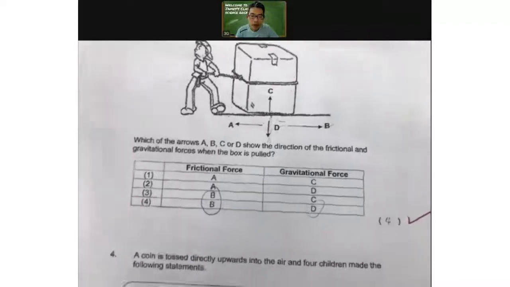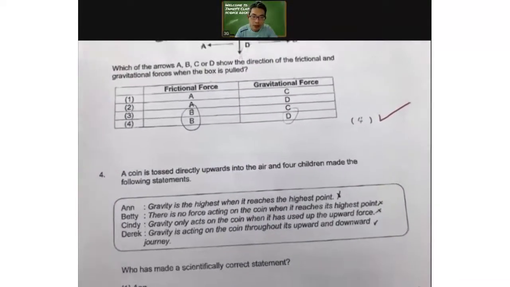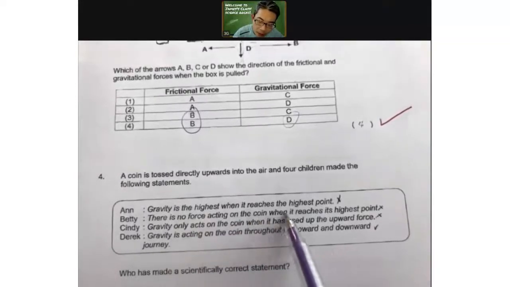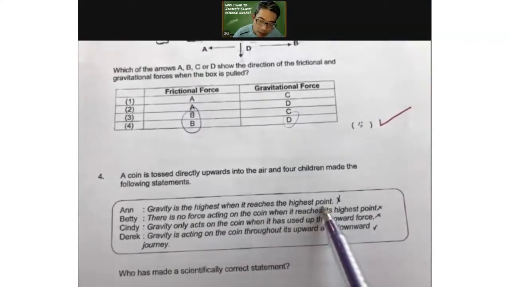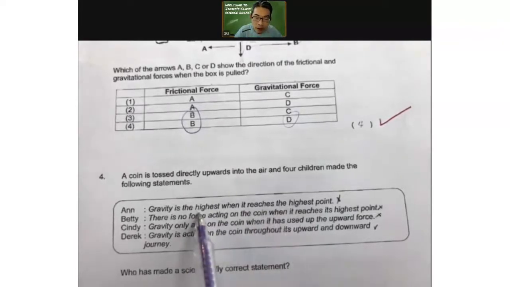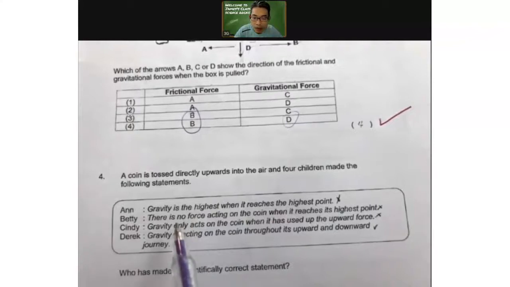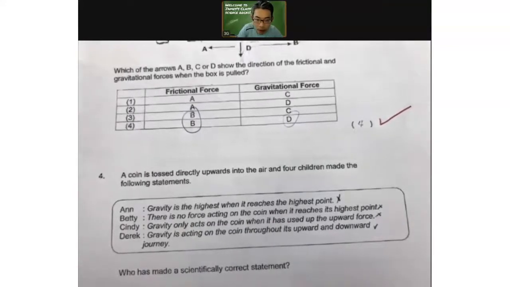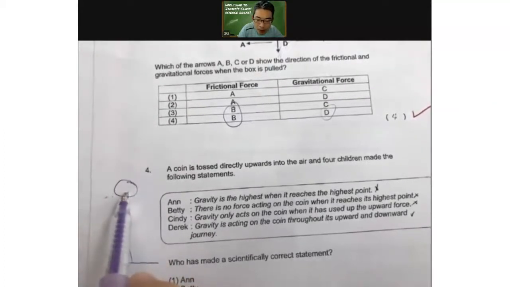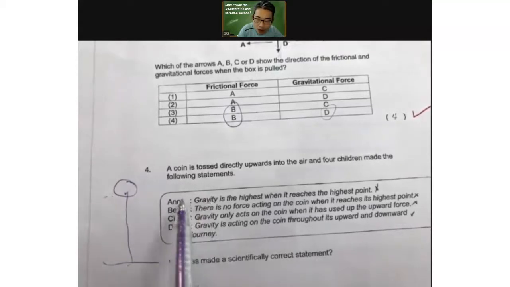Alright, let's go to the next question. A coin is tossed directly up into the air, and 4 children make the following statements. So which is true? Now here it says gravity is the highest when it reaches the point X. Well, gravity is a force that acts on objects that have mass, and there's nothing about highest or lowest. This is trying to confuse you in case you're confused about gravitational potential energy. So for gravitational potential energy, an object that is at the highest would have more GPE. That's energy. Gravity is a force. So if you choose A, it means that you have confused force with energy.